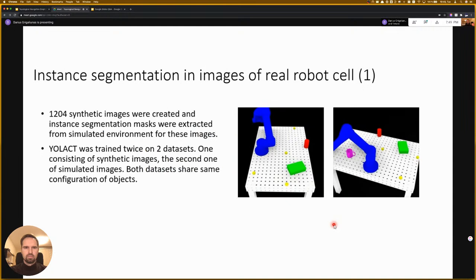And having generated these images, instance segmentation masks were extracted from the simulation. Then I could train the YOLACT instance segmentation network on two datasets: one of only simulated images, and one of synthetic images. These datasets have the same number of images, and the positions from where the images are taken are the same, because synthetic images were made from those simulated images.